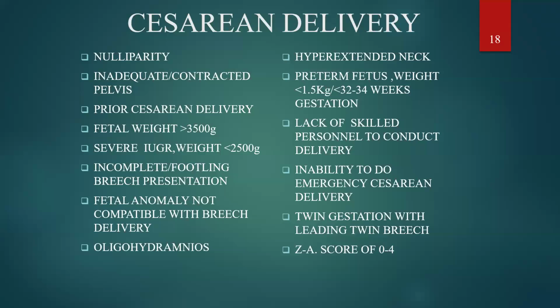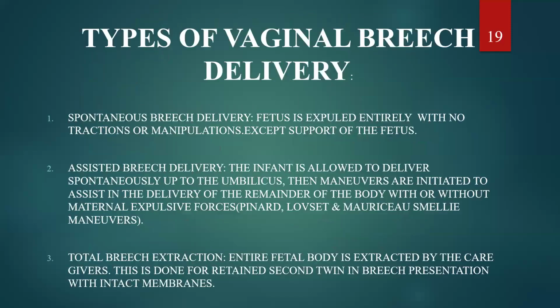Then fetal weight of greater than 3,500 grams, severe IUGR with a weight less than 2,500 grams, incomplete or footling breech presentation, fetal anomaly not compatible with breech delivery, oligohydramnios, a hyperextended neck, preterm fetuses with weight less than 1.5 kilos, or a gestational age less than 32 to 34 weeks. So you need to juxtapose your fetal weight with the gestational age to take the right decision. Then lack of skilled personnel to conduct the delivery, inability to do an emergency cesarean delivery should something go wrong during the vaginal delivery, twin gestation with leading breech, and then a Zatuchni-Andros score of 0 to 4. We'll also look at what the Zatuchni-Andros score is. So these are the indications for cesarean section.